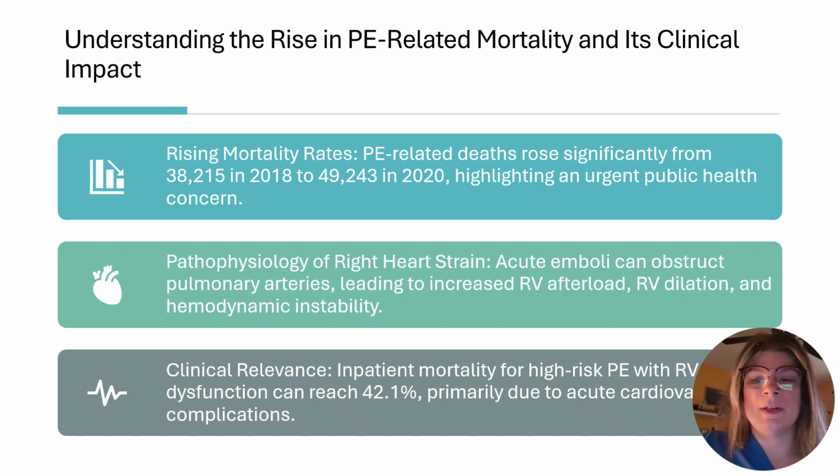The phenomenon of right heart strain is especially dangerous because it can quickly destabilize a patient. Understanding the interplay between PE and right ventricular, or RV, failure is crucial for clinicians. This context sets the foundation for why a focused, protocol-driven, nurse-led intervention plan is not just timely, but also potentially life-saving.